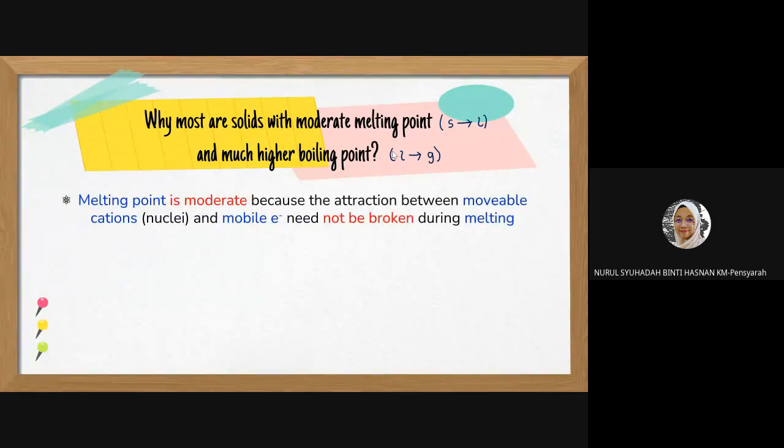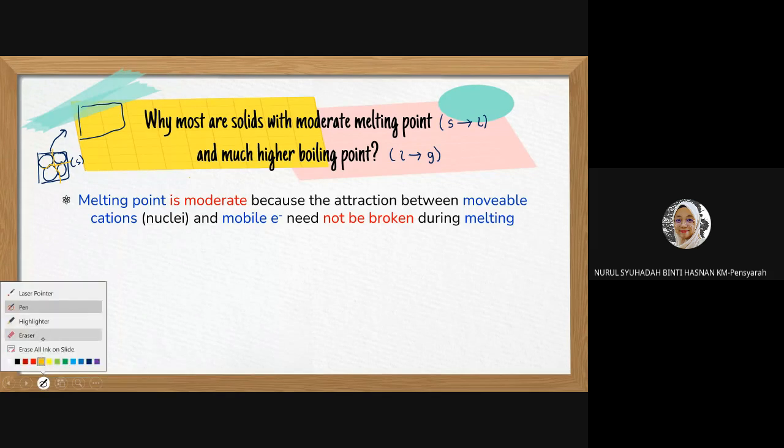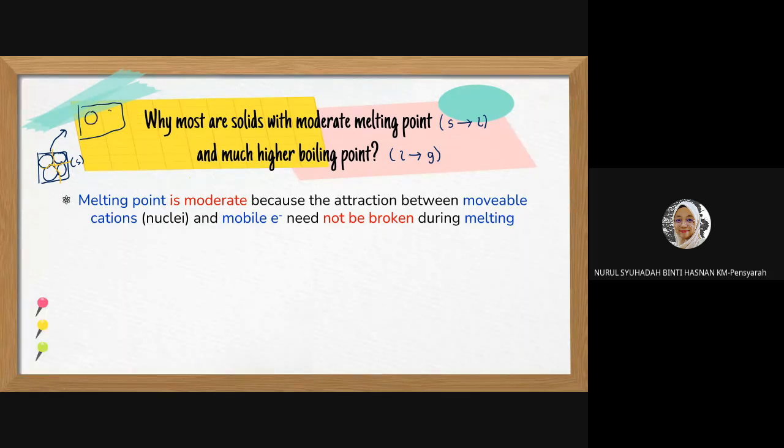Kenapa? Okay. So for the melting point is moderate because the attraction between movable cation and mobile electron need not be broken during melting. So in other words, dekat sini selalunya kalau untuk solid biasa, kan susunan dia rapat macam ni. So dia akan ada attraction force. Okay, ini solid biasa. Okay, jadi bila dia berubah jadi liquid, kita akan putuskan ikatan. Okay, dekat sini kita akan putuskan ikatan antara solid dekat sini. Dan apa yang akan berlaku, okay, atom tadi tu, dia akan ada ruang untuk dia bergerak. Okay, sebab tu dia jadi liquid. Betul?